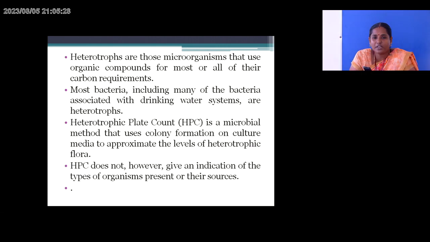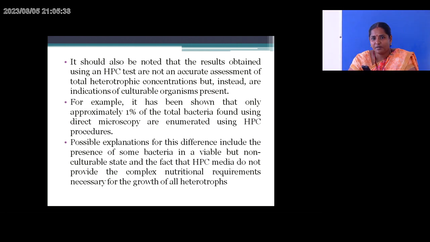These heterotrophic bacteria only utilize carbon sources and nitrogen sources. However, it gives an indication of the types of organisms present in their sources. For example, only 1% of total bacteria found using direct microscopy are enumerated using HPC procedures. HPC means heterotrophic plate count methods. Possible explanations of the difference include the presence of some bacteria in a viable but non-culturable state, and the fact that the HPC media do not provide the complex nutritional requirements necessary for the growth of all heterotrophs.